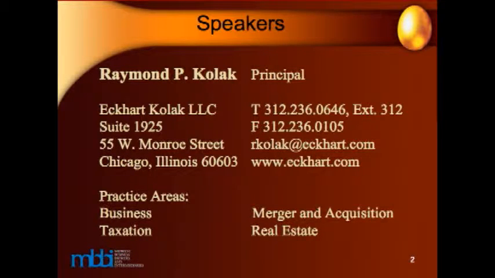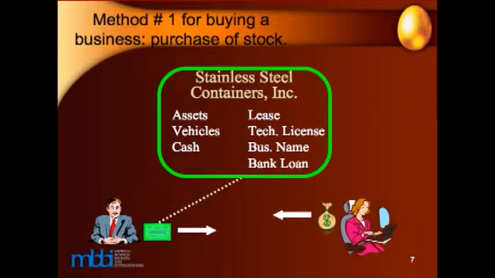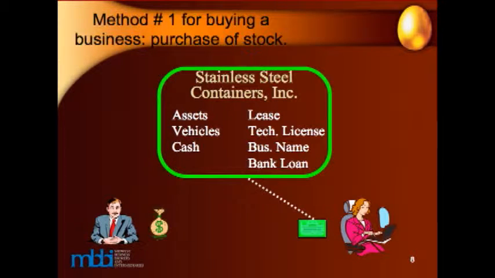I'm going to go through the 3 methods of buying a business fairly quickly here, and then when we get in the negotiation, you'll see to a greater degree how these work. We have Steve over on the left, who owns all of the stock in Stainless Steel Containers, Inc., and you can see all of the assets and the liabilities are contained within the corporate structure. Brenda has a bag full of money, and she wants to buy the company. In a sale of stock, which is method number 1, the transfer is very simple. Steve exchanges his stock certificate for the cash.